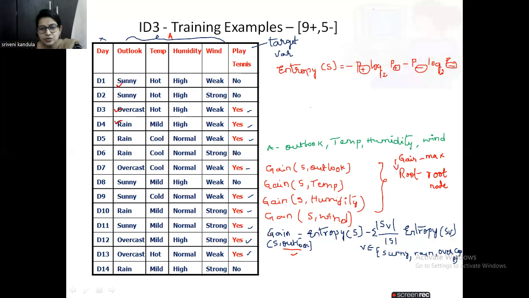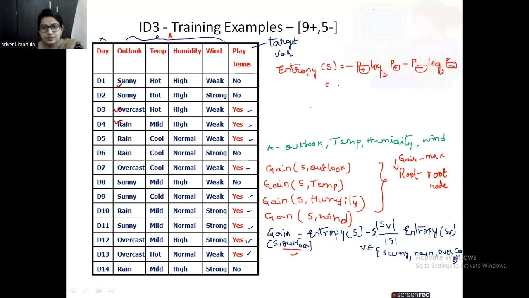Before that, let us calculate entropy of S. So here is the formula. And if you observe, you have 9 positive examples and 5 negative examples. All the yes's are the positive examples. All no's are the negative examples. So I have 9 positive examples and 5 negative examples. Now let us calculate the entropy.